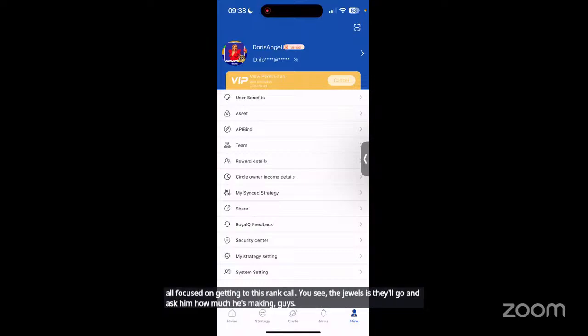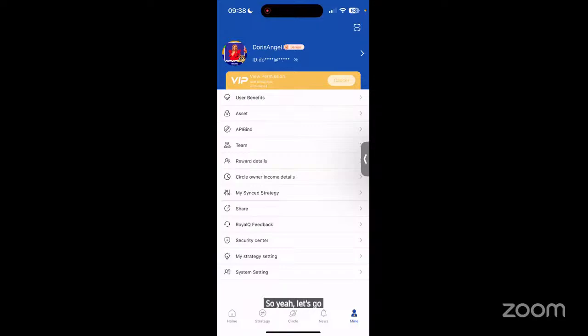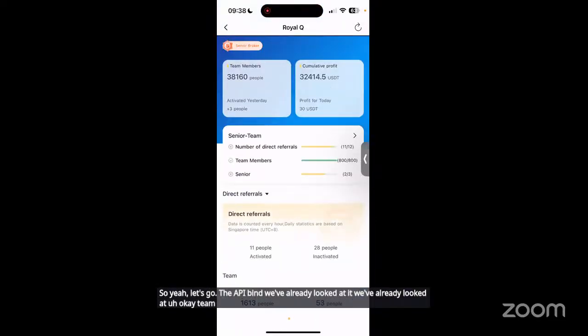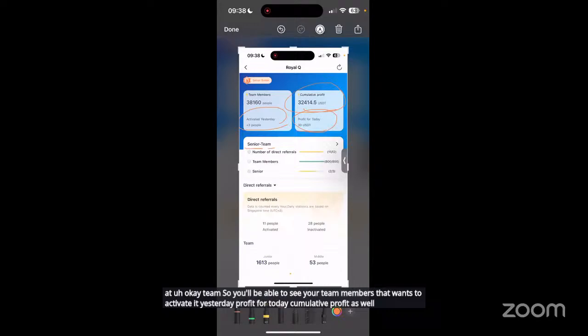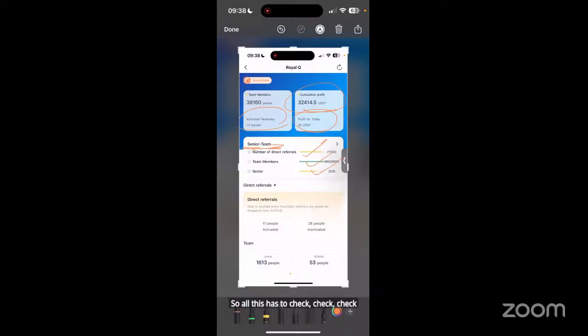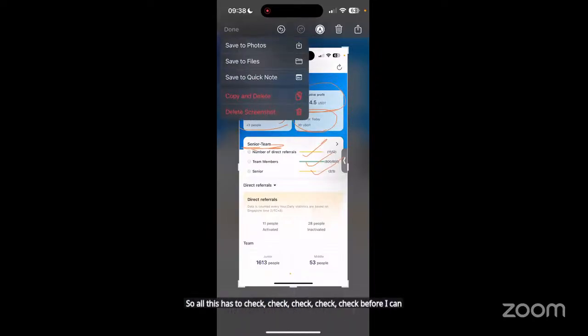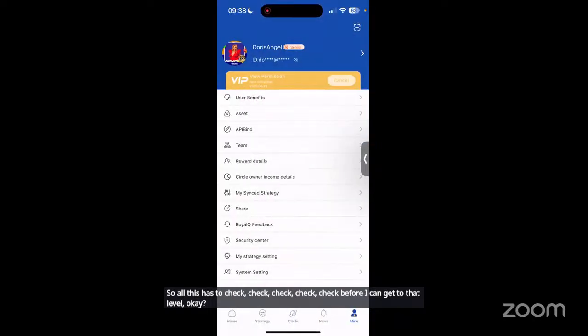So, yeah, let's go. The API bind, we've already looked at it. We've already looked at team. So you'll be able to see your team members, the ones who activated yesterday, profit for today, cumulative profit as well. Then from senior to team, I'm on the senior rank, moving to the team. So all this has to be checked before I can get to that level. Okay, so that is it about the team.